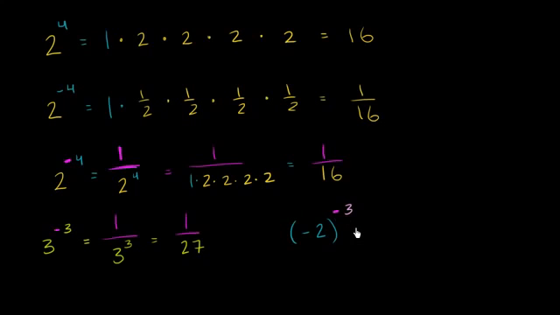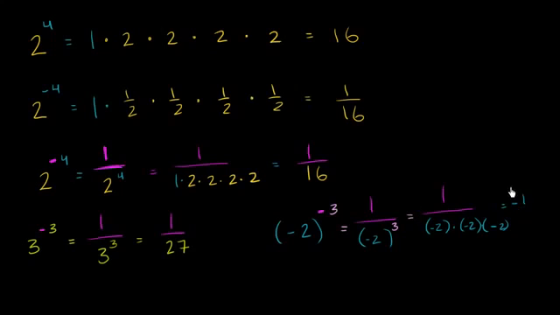Remember, you see a negative exponent, that just means the reciprocal of the positive exponent. So 1 over negative 2 to the positive 3rd power. And this is equal to 1 over negative 2 times negative 2 times negative 2, or you could view it as 1 times negative 2 times negative 2 times negative 2, which is going to give you 1 over negative 8, or negative 1/8. So this is equal to negative 1/8.